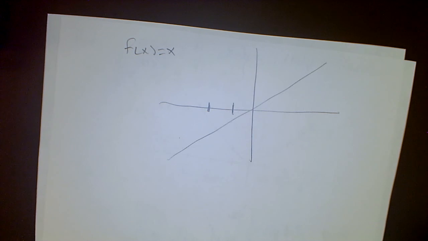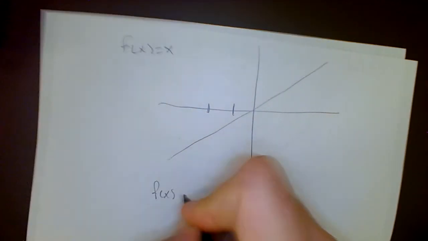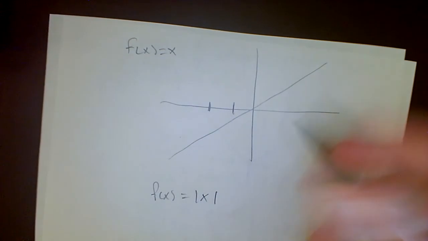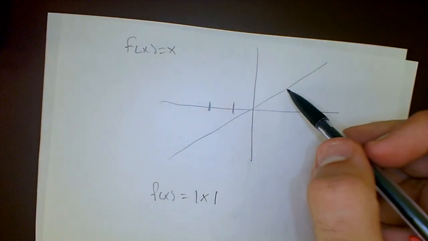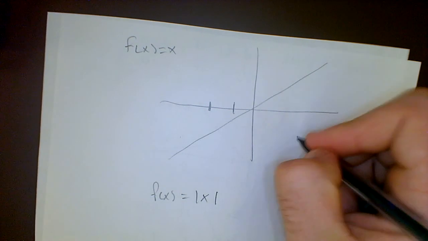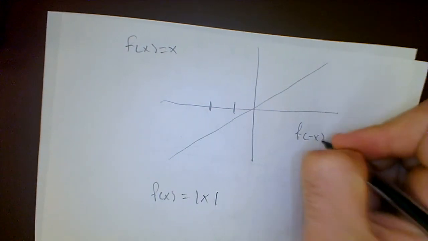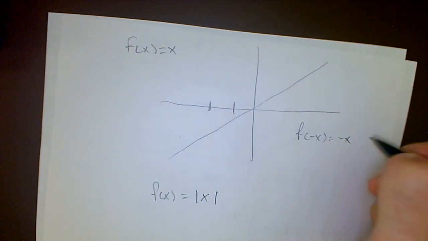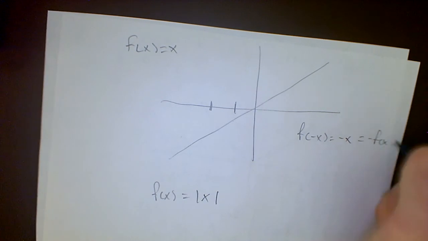All right. So what about the absolute value? So what if I did f of x equals absolute value of x. So, oh, and this one's also odd, right? Because if I plug in, for example, 2, like f of negative x is equal to negative x, which is equal to negative f of x. So that's why it's odd.